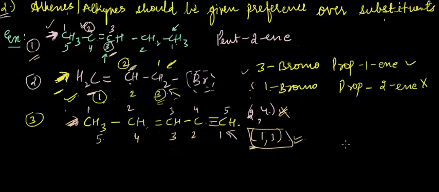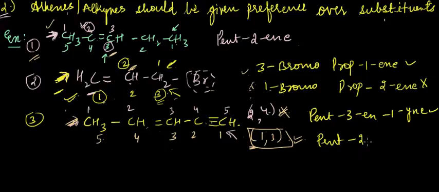Okay, so this would be chosen, and the nomenclature of this compound would simply be pent-3-en-1-yne. So this would be the correct answer, but had you written pent-2-en-4-yne, you would be wrong.